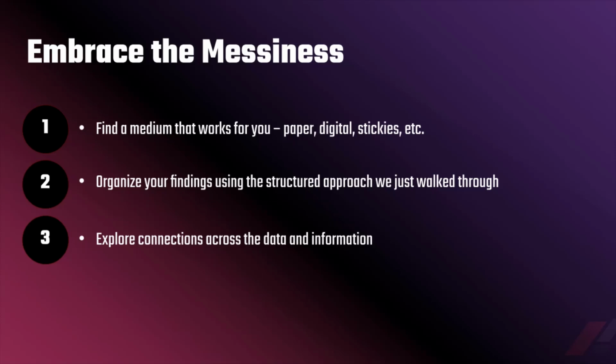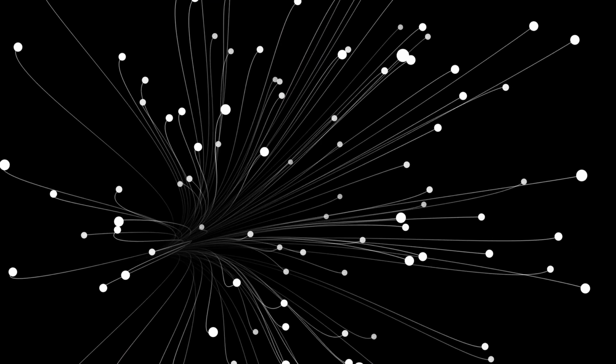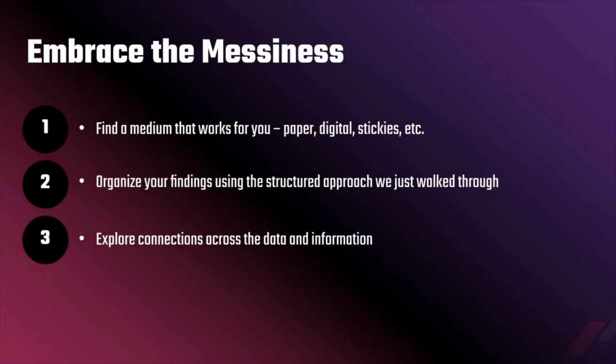The third step is to explore connections across the data and information. Great data storytelling goes beyond simply presenting numbers. It looks at how different pieces of data interact. Connecting the dots between different insights makes the narrative richer and more insightful.